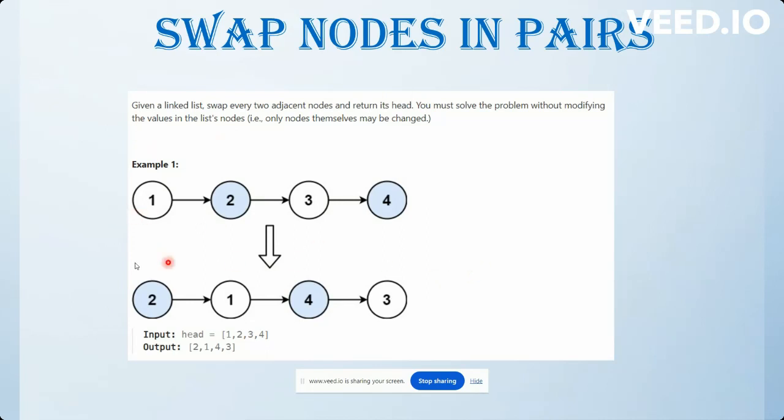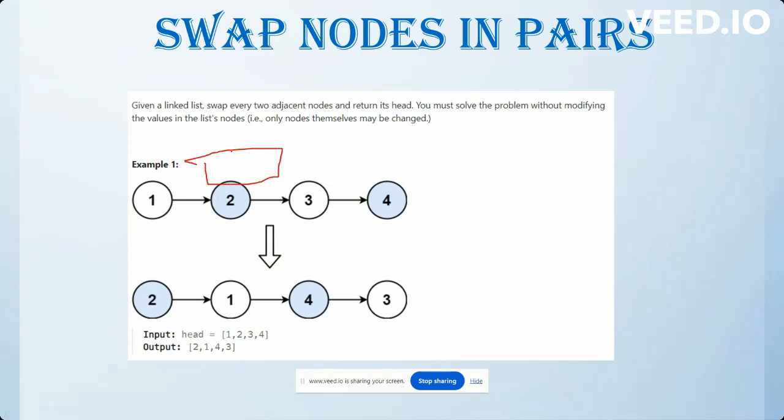Assume this is a linked list as 1, 2, 3, and 4. We need to swap the two adjacent nodes. 1 and 2 are adjacent, so it is swapped as 2 and 1. 3 and 4 are adjacent nodes, hence it is swapped as 4, 3. Now let's come to the second part of the question, which means that you must solve the problem without modifying the value in the list nodes.